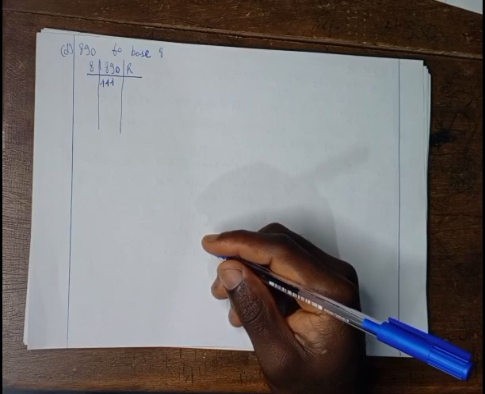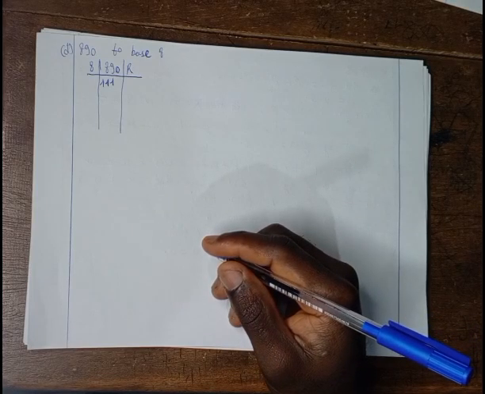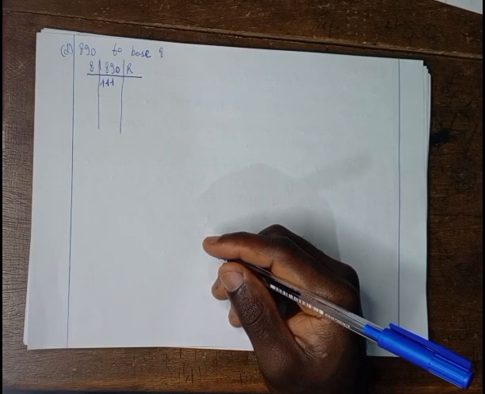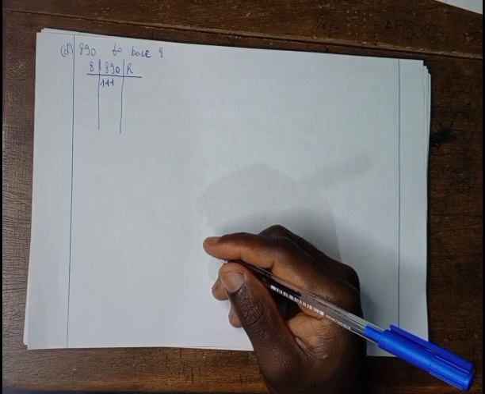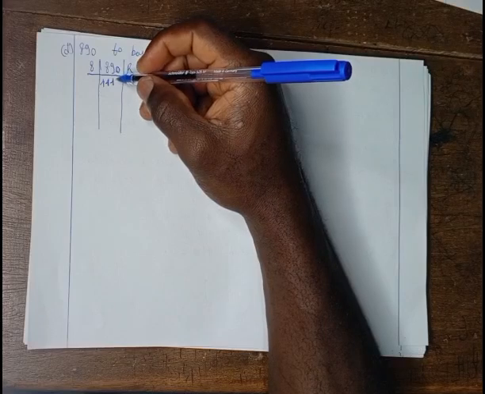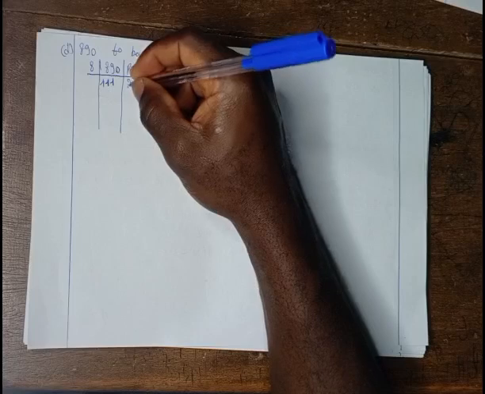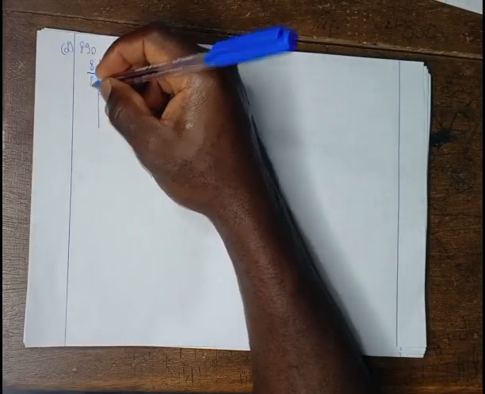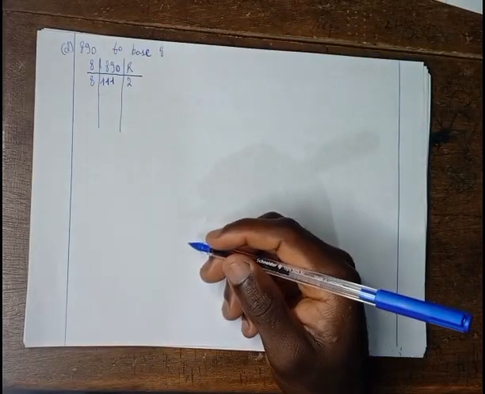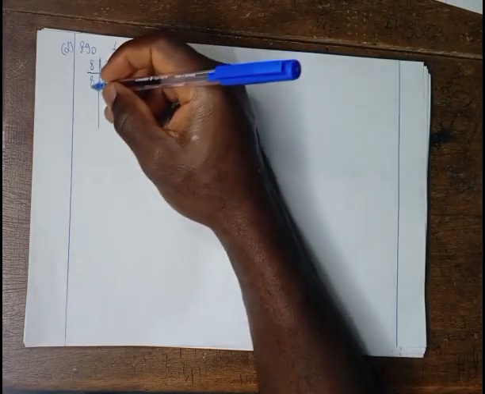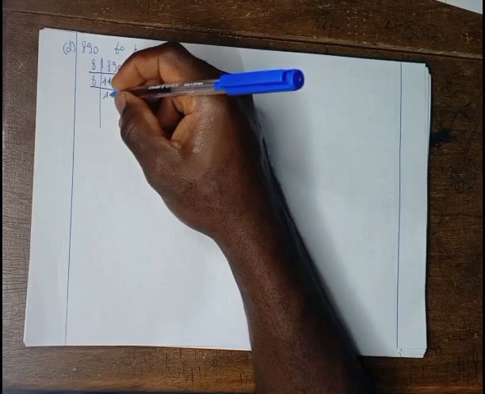Next, for us to get the remainder, we are simply going to multiply 111 by 8, which gives us 888. Next, we are going to subtract 888 from 890, which gives us the remainder of 2. Next, we have to divide the number 111 by 8. The whole number part is simply 13.